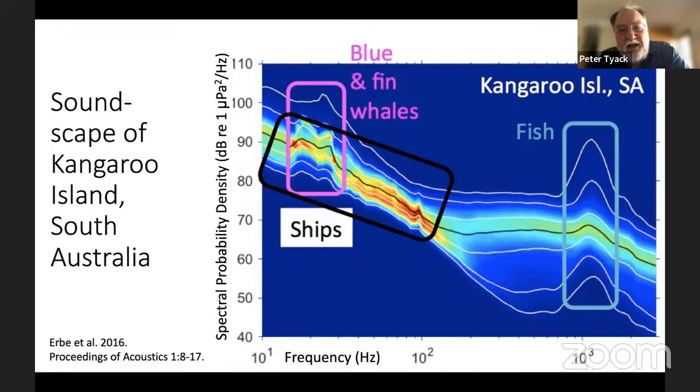And by looking at it carefully, they were able to show that the area in the magenta box is dominated by blue and fin whales. The area in the black box is dominated by shipping, and the part in the blue-green box is dominated by fish. So here we can start to get the soundscape and identify what are the statistics of variation in energy over time and what are the sources that are causing those.